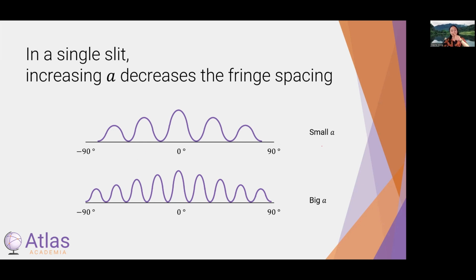I will say that the intensity that we're graphing out on this graph is not actually accurate. The only thing accurate about this is the fringe spacing. There are so many factors that we can take into account here that we're just not going to, to try to keep it simple. That's a single slit.